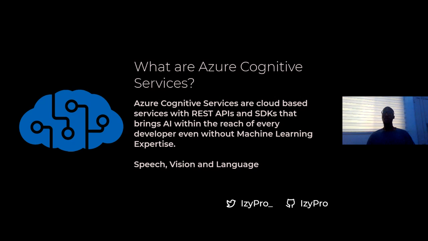So that is what decision is about. Anomaly detection and all that, they're under the decision API, but we won't be talking about that today. We'll just be focusing on vision.